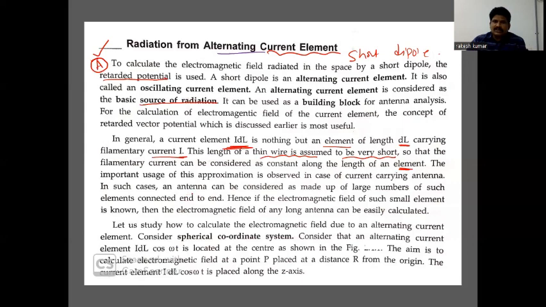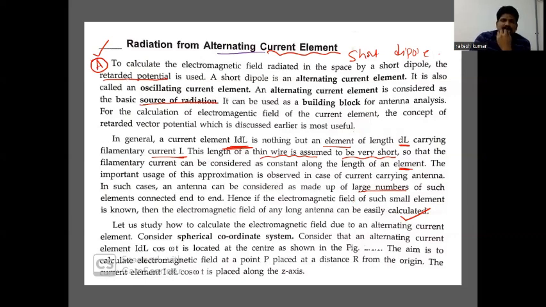In such cases, the antenna can be considered made up of a large number of such elements connected end to end. Hence, if the electromagnetic field of such a small element is known, then the electromagnetic field of any large antenna can be easily calculated. Now let us study how to calculate the electric field and magnetic field of an alternating current element, that is, the fields at the point of observation due to this element.